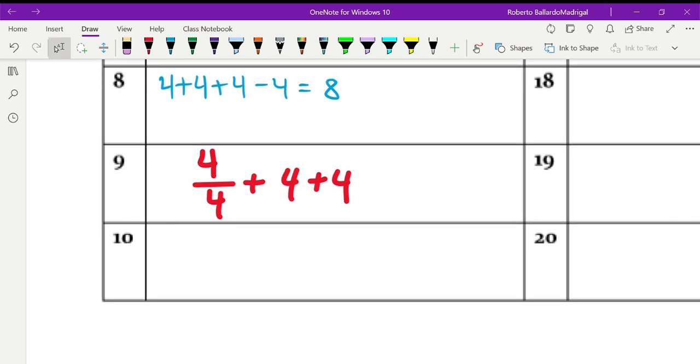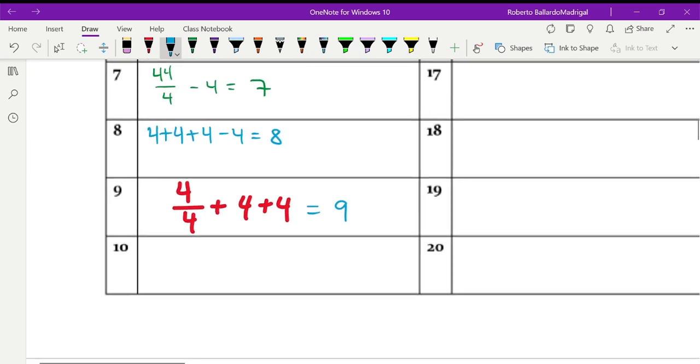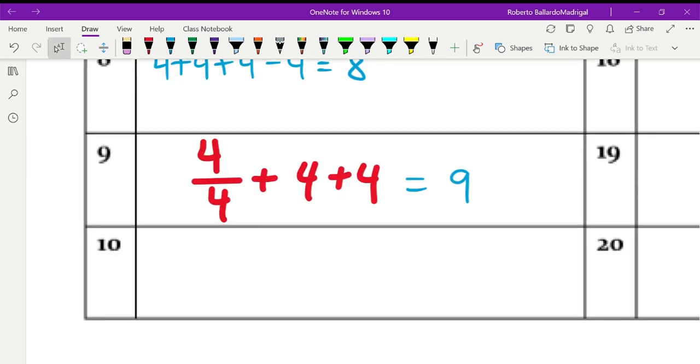Okay, I have one for 9. 4 over 4 is 1. 1 plus 4 is 5. 5 plus 4 is 9. Okay. 10. I'll take volunteers for 10. Any group that wants to share how they got 10 before I call in a group? Sammy?